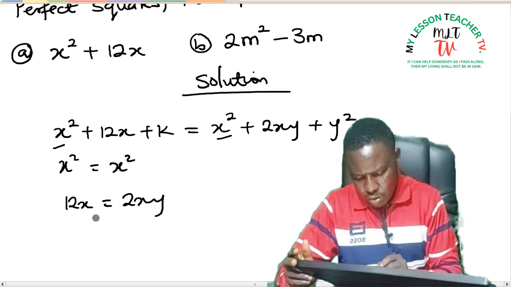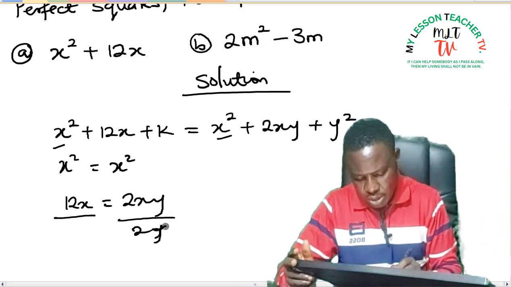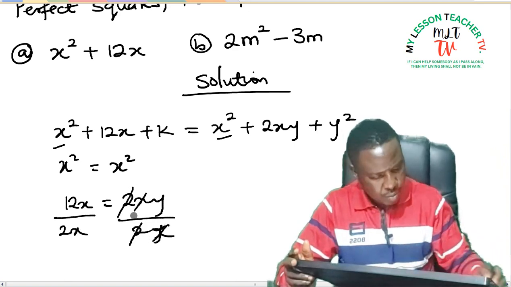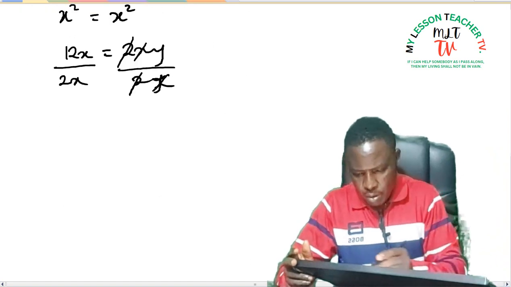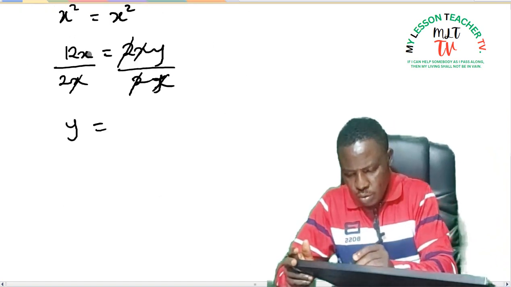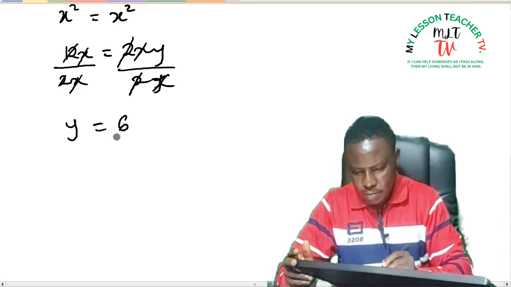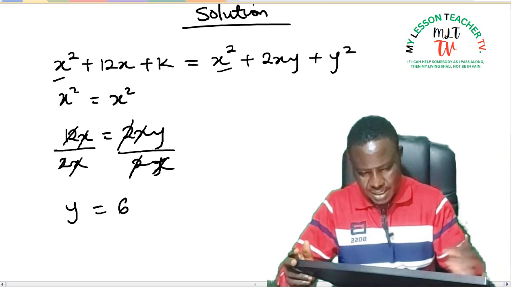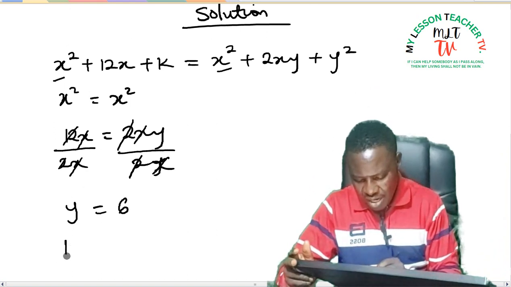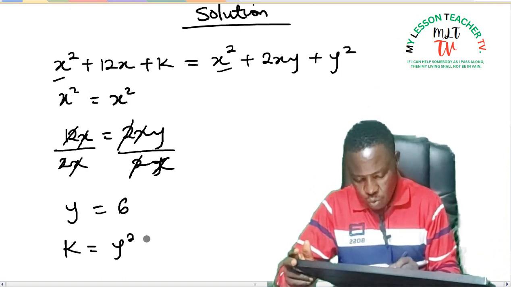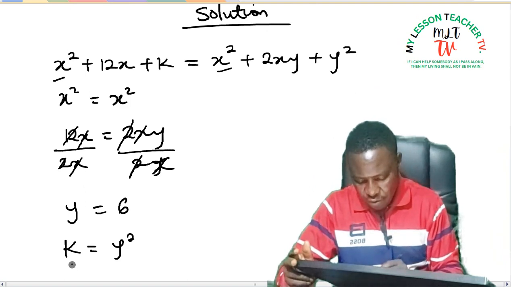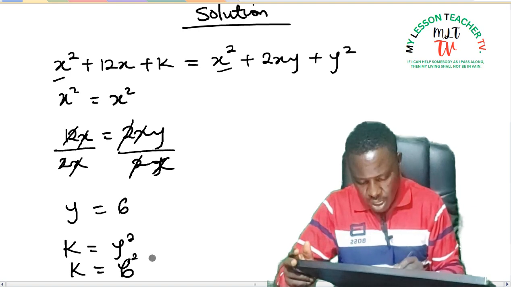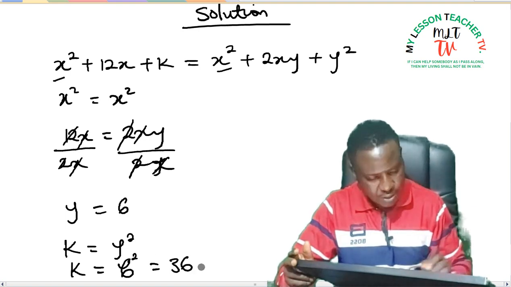And when you divide both sides by 2x, you get our value for y. You have it that y is equal to 6. So if y is equal to 6, comparing the third term, we have it that k is equal to y squared. And y has been gotten to be 6. It therefore means that k is equal to 6 squared, and 6 squared is equal to 36.